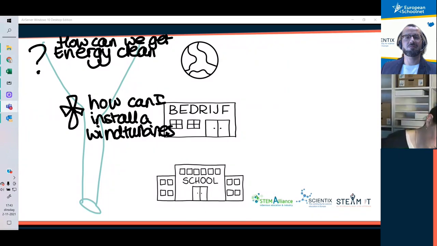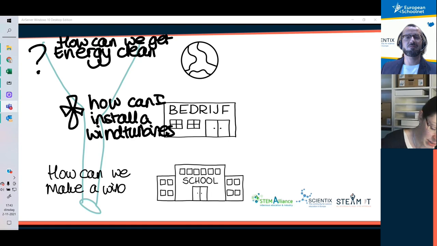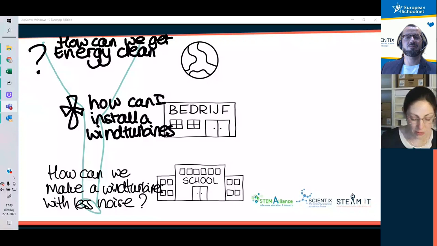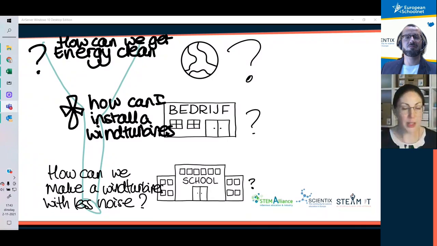So at school, we ask, how can we make a wind turbine with less noise? And they can make small wind turbines at school. You have to think of a good question, but it's something I just think about now. So how can we make a wind turbine with less noise? So you see, we make the large questions here. We make them smaller from a company and even smaller at schools.